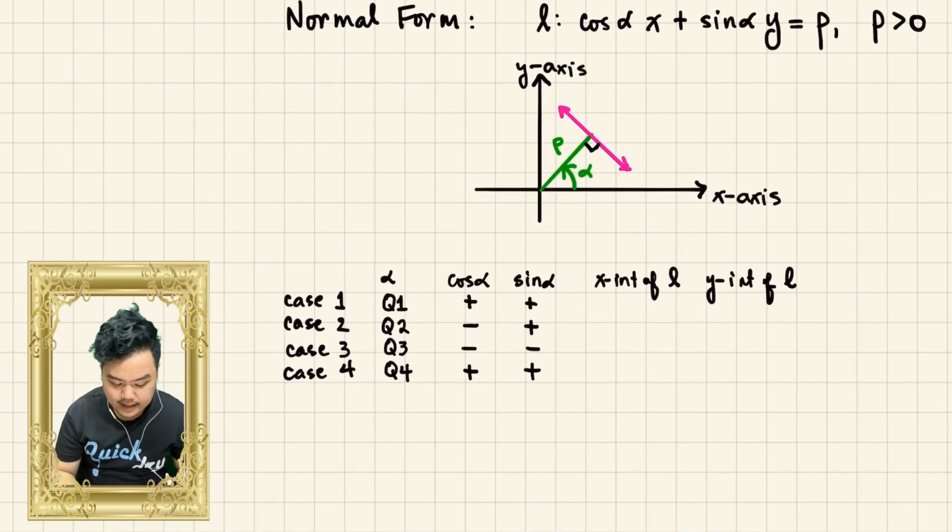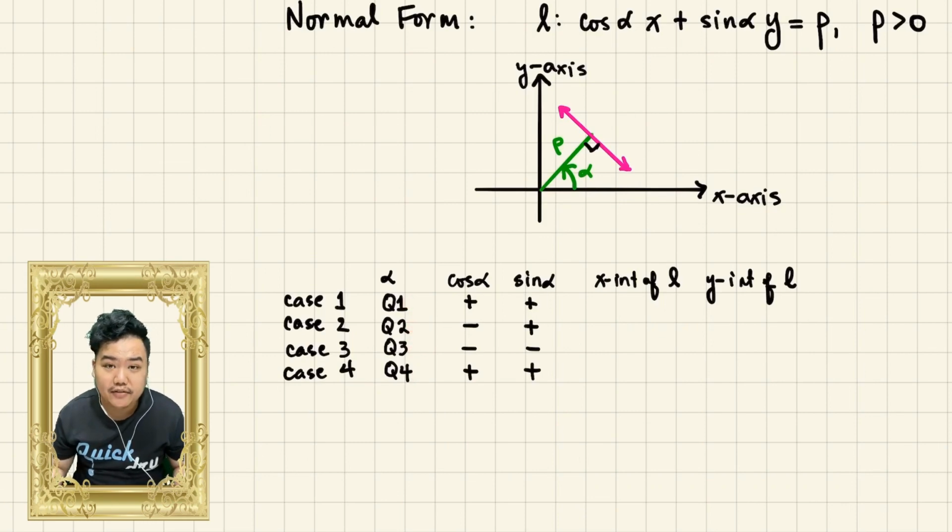So, lilista natin yung mga cases kung saan yung alpha natin ay nasa quadrant 1, 2, 3, and 4. At i-observe natin anong mangyayari doon sa graph niya, at ano yung signs ng mga intercepts niya, kung positive ba or negative. Ang assumption natin dito, yung line natin does not pass through the origin.